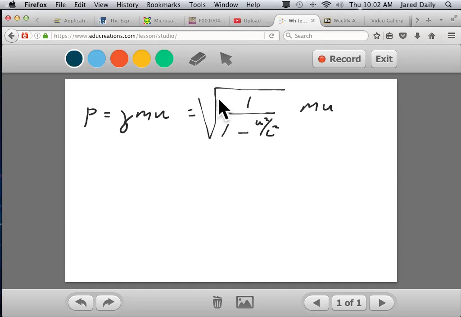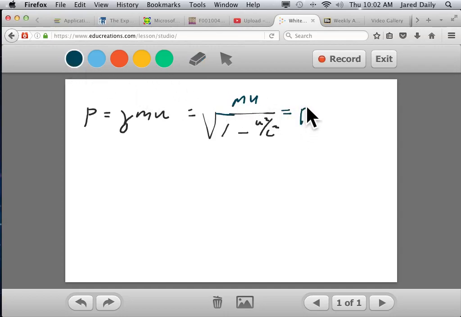Now, the way that they do it in the book is they make it a little bit easier. They take the square root of the 1 on the top so that you can erase that. Then you can put your m and u up here. Just makes it a little cleaner, but it's the same thing. So this is the equation, but we already know the momentum, so we need to solve this equation for u. Right now it's solved for p.